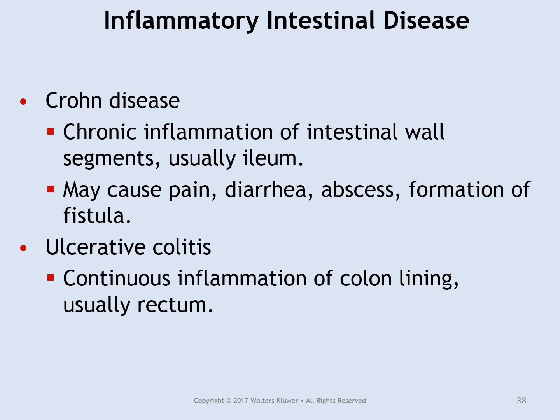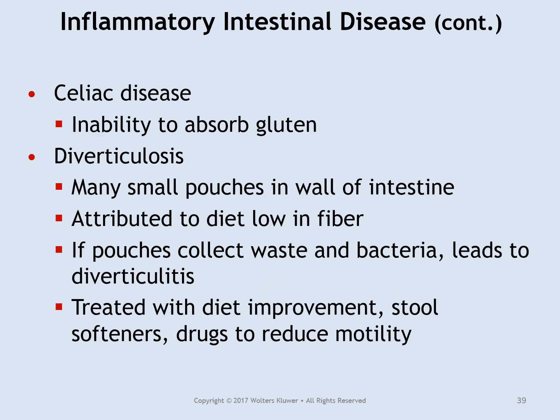In Crohn's disease, you have chronic inflammation of the intestines, generally in the ileum. Remember the three parts of the small intestine. Pain, diarrhea, and abscesses, secondary bacterial infections can form. And in ulcerative colitis, you can see an ulcer in the rectum that stays inflamed, and eventually the tissue is compromised and you end up with an ulcer in the rectum.